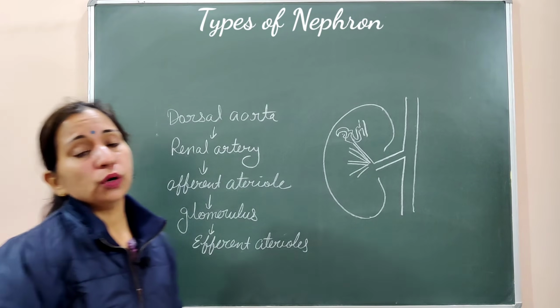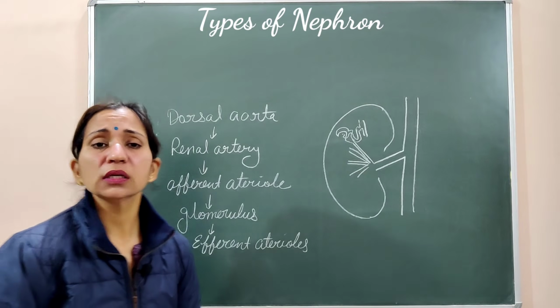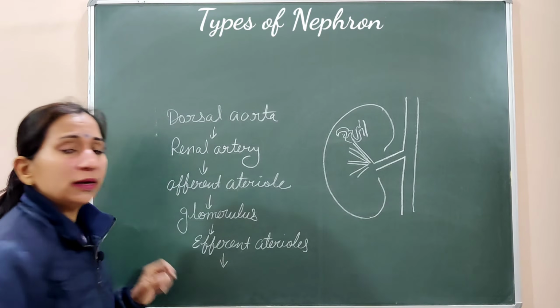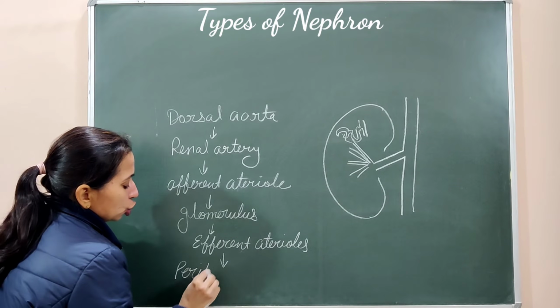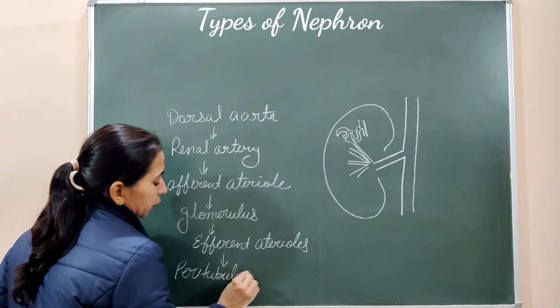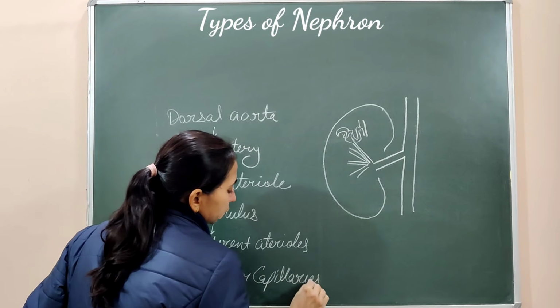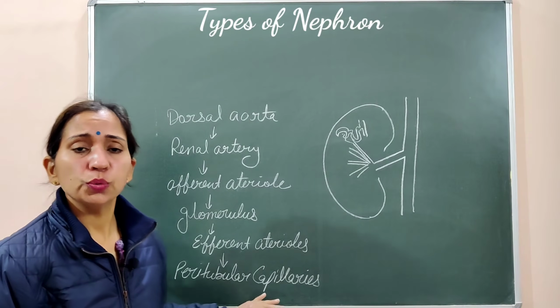This efferent arteriole, when it comes out from the Bowman's capsule, will further divide again to make a network of capillaries, and this is known as peritubular capillaries. So it will divide further to make the network of capillaries, known as peritubular capillaries.